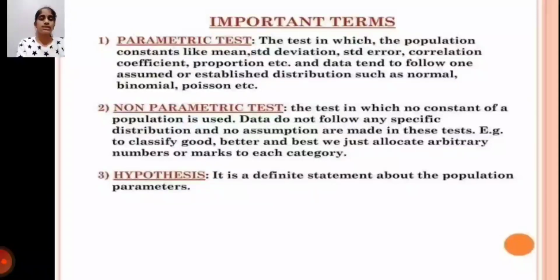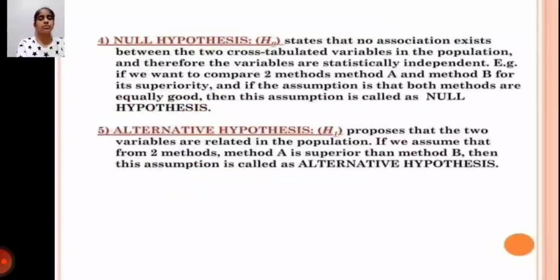Example, to classify good, better and best, we just allocate arbitrary numbers or marks to each category. And the third important term is hypothesis. It is a definite statement about the population parameters. And the fourth is null hypothesis. It states that no association exists between the two cross-tabulated variables in the population, and therefore the variables are statistically independent.